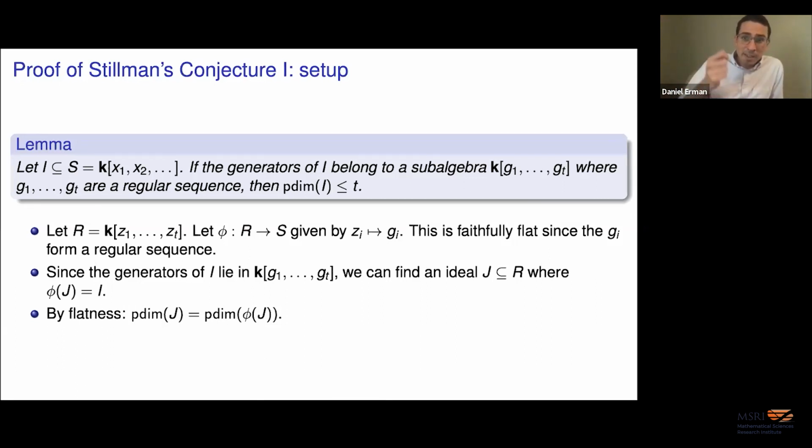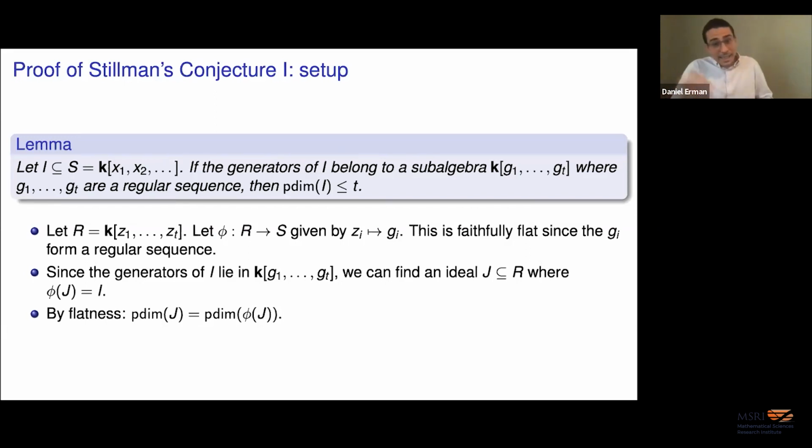The argument is if the generators of I belong to a subalgebra generated by a regular sequence, then the projective dimension of the ideal is bounded by the length of that regular sequence. And the statement is clever because it provides a new way to bound projective dimension, but the proof is actually fairly elementary once you've seen the statement.